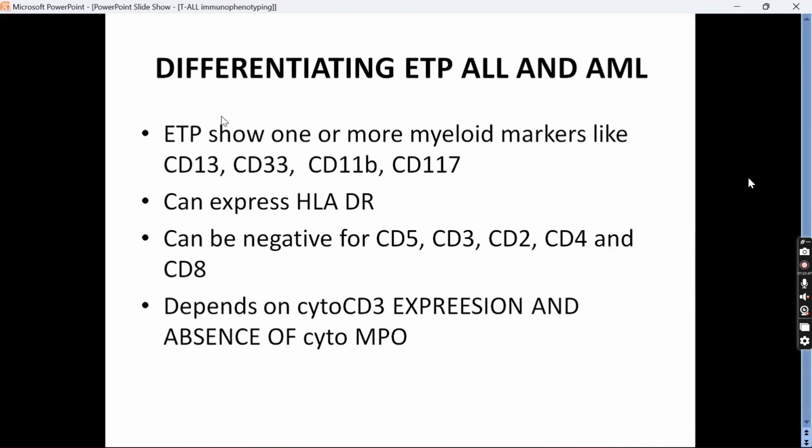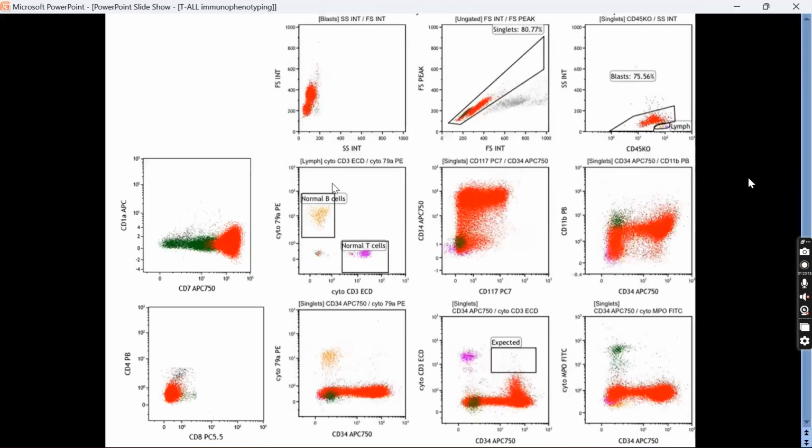Okay, so now, ETP-ALL will mimic AML, and who will come to the rescue? Cyto CD3. When cyto CD3 is positive, CD7 is bright, and it expresses myeloid marker, stem cell marker, whatever, and is negative for all other T cell markers, still you want to call it ETP-ALL, provided MPO is negative. Very important. So note it down. Okay. Don't forget. Now this is a superb case which I had some time back.